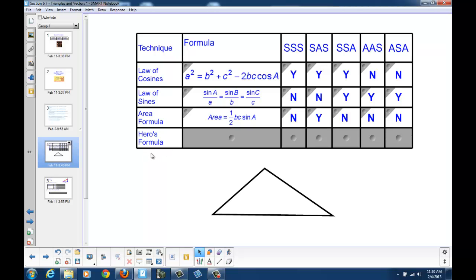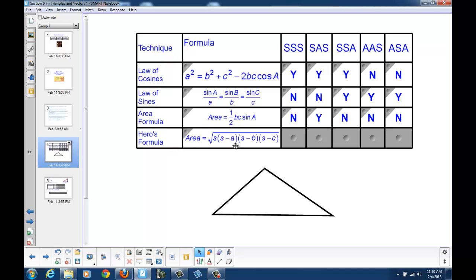Heron's formula is a way of calculating the area using all three sides and there's the semi-perimeter, where S stands for the semi-perimeter, the sum of the three sides divided by 2. And our formula is S times the quantity S minus A times the quantity S minus B times the quantity S minus C, the square root of all of that.